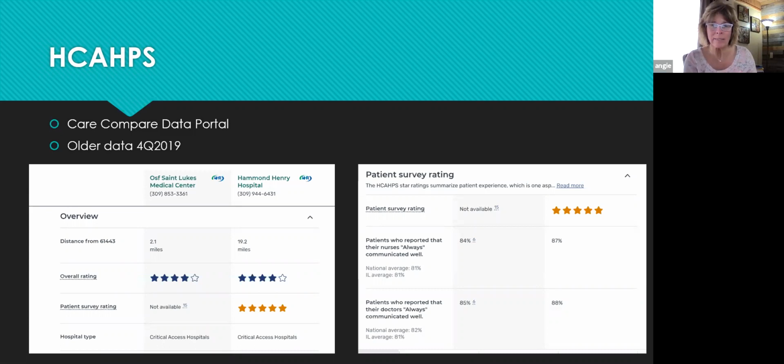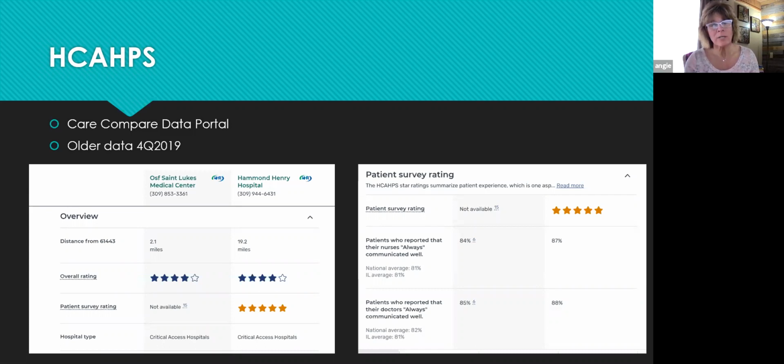You'll see on the right-hand column, same two hospitals, if we scroll down, we looked at some of their data points. They have data, which is good. You can see patients reported that their nurses always communicated well: 84% at the OSF hospital versus 87% at Hingham & Henry, and 85 and 88 collectively. But there's that little 6 there. And 6 just says that they had less than 100 reported, so they couldn't have an overall star rating. That doesn't mean the quality of care is technically lower.